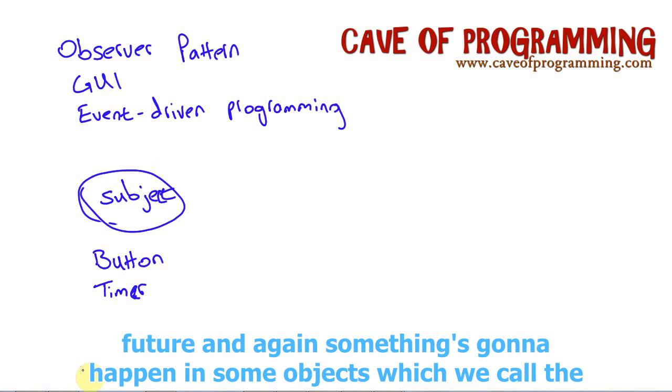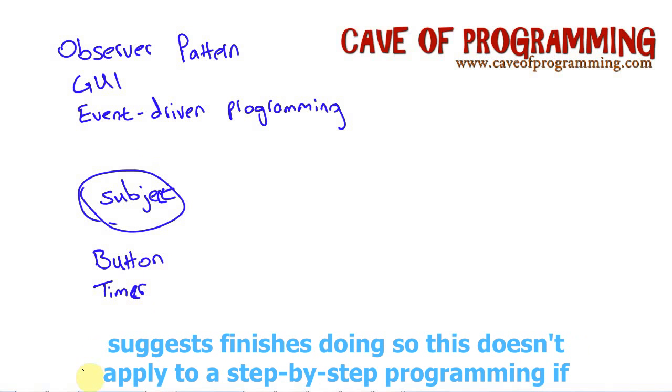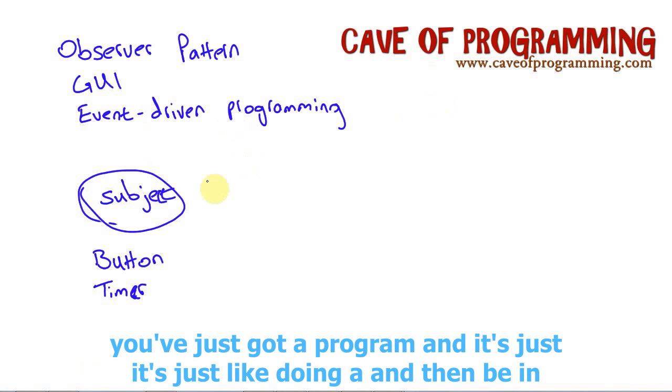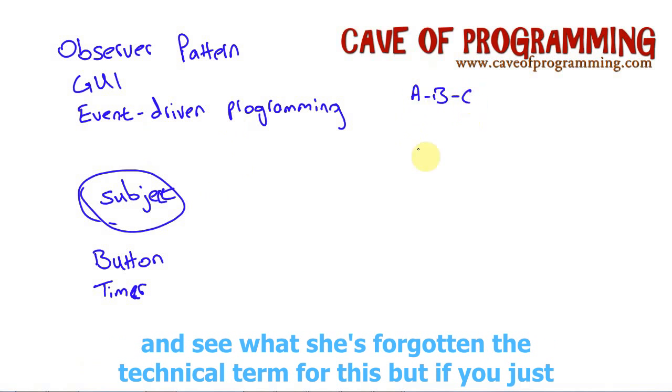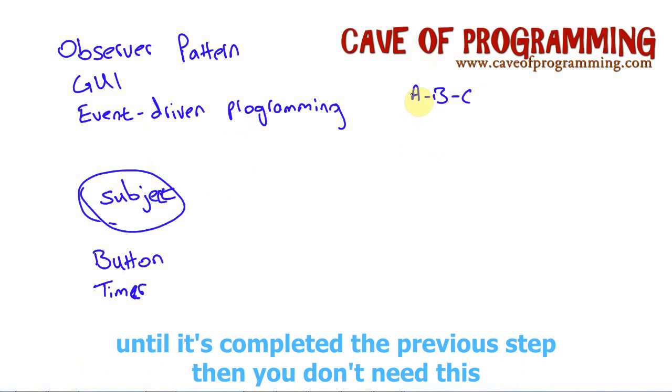And again, something's going to happen in some object somewhere, which we call the subject, and we want some other code to be run in the rest of our program when the subject finishes what it's doing. So this doesn't apply if you're doing step-by-step programming, if you've just got a program that's doing A and then B and then C. I've actually forgotten the technical term for this, but if you've just got a program that's doing one thing after another and it doesn't do the next step until it's completed the previous step, then you don't need this.